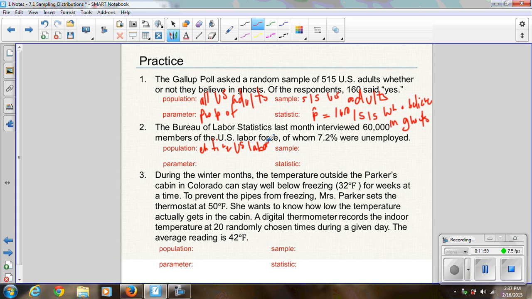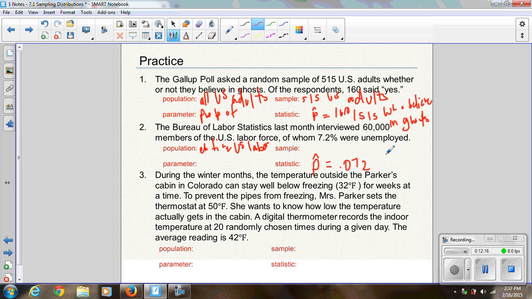The sample in this case is going to be the 60,000 members of the U.S. labor force that we actually interviewed. And the statistic is going to be, again, this is a proportion, it's not a mean. I'm looking at a p-hat value of 0.072, and that's the unemployment rate of the sample.